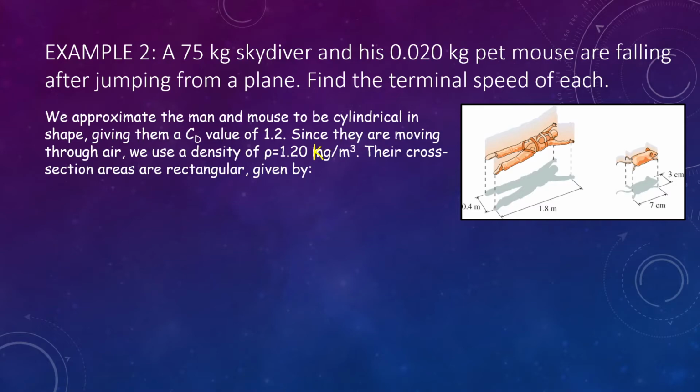Once we have those 2 values down, all we have to do is worry about finding our area before we start solving the problem. So I'm going to use capital M for the man, which is probably going to get confusing, and lowercase m for the mouse. The man, as you see from the photo, has an area of 1.8 times 0.4. This gives you an area of 0.72 meters squared.